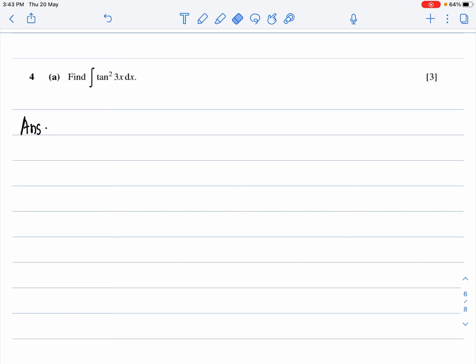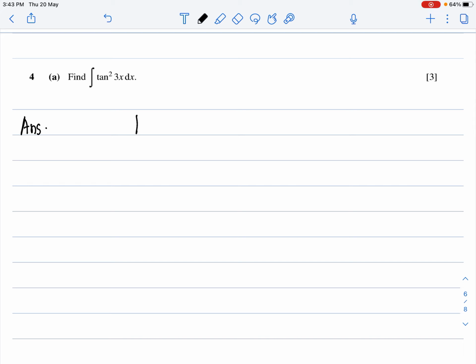This is the fourth question of the paper. As you can see, they have asked us to integrate tan square 3x. Now, to be honest, tan square is not possible to integrate normally. What you need to do is use your trigonometric properties, identities.